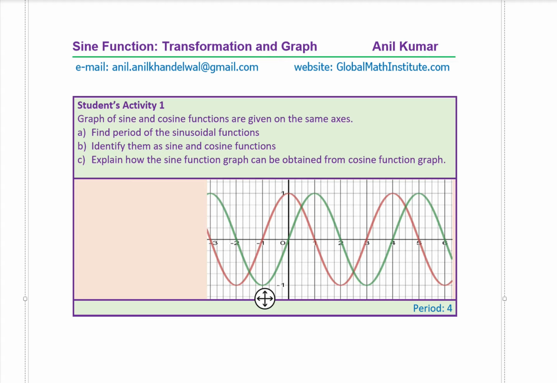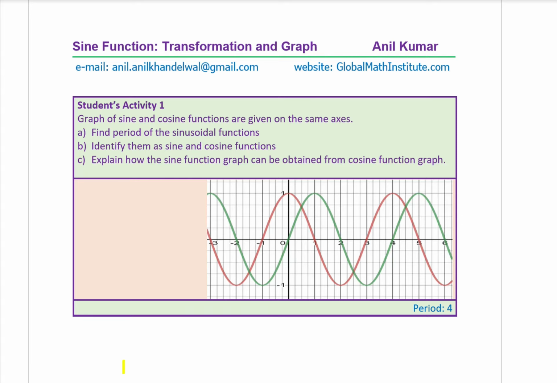Now, based on this, here is students' activity. I would like you to pause the video, read the question, and answer. The question here is, the graphs of sine and cosine functions are given on the same axis, as shown here. Find the period of the sinusoidal function, identify them as sine or cosine functions, explain how the sine function graph can be obtained from the cosine function graph. So you can pause the video and answer this particular question.